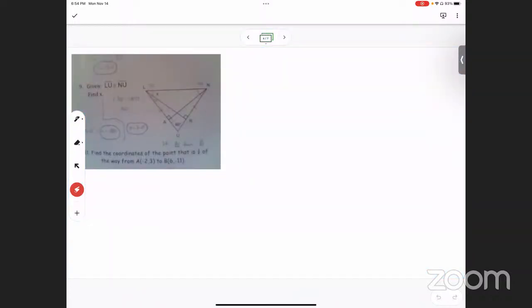Got it? Yep. Okay, given that, find x. So you know that LU and NU are equal to each other. So this is equal to this. Okay, that means this full angle is equal to this full angle, right? Yeah. And where is x? They want us to find just this little angle right here. Yes. Okay.